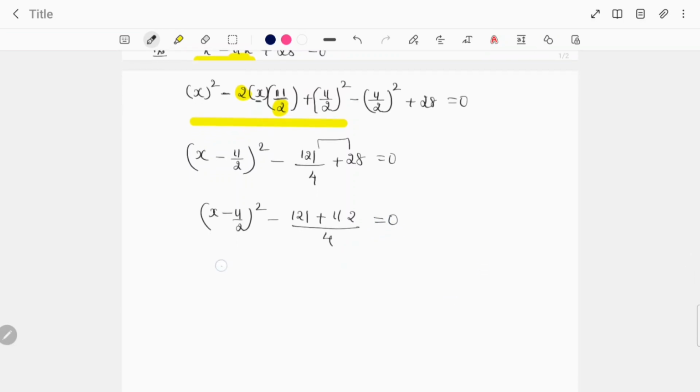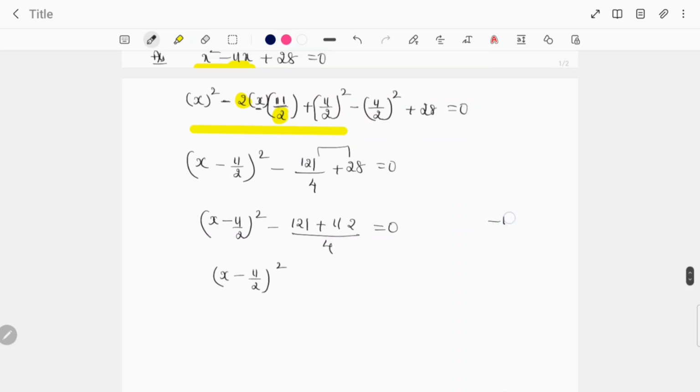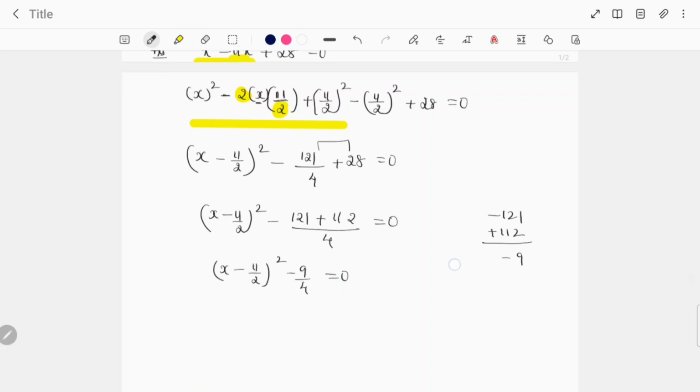Now we can simplify this. (x − 11/2)² + 121/4 − 28 ... Both are different, so you can subtract. So 11 minus 2 is 9, so minus 9. So minus 9 by 4 equals 0.